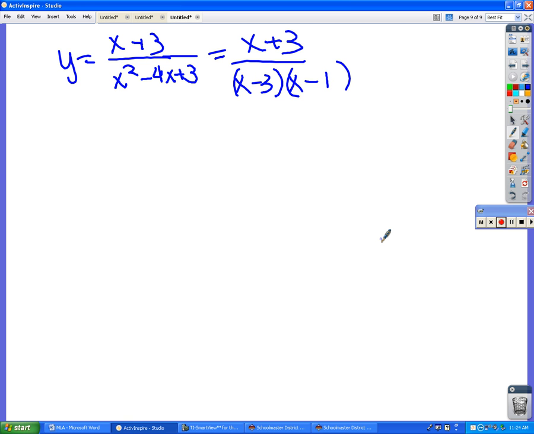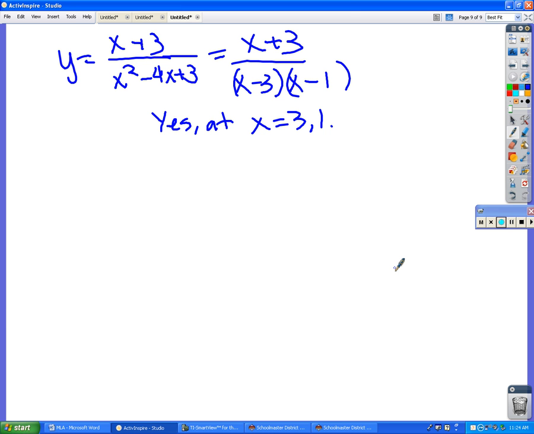-3 and -1. Okay? So now, discontinuities, yes or no? Yes. Where? What numbers can I plug into there that will give me a 0 on the bottom? 3 is one of them, and 1 is the other one. So yes, it has discontinuities at x equals 3 and x equals 1, because 1 minus 1 is 0. Remember, inside parentheses, it's always opposite.